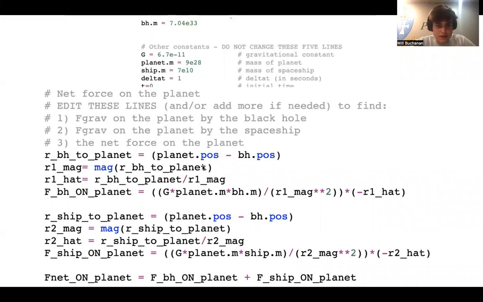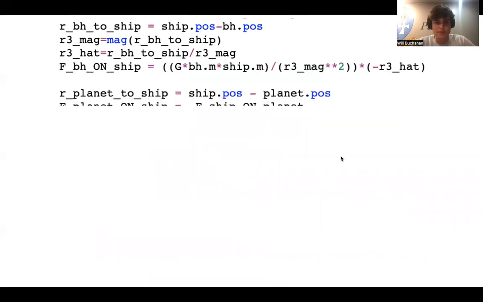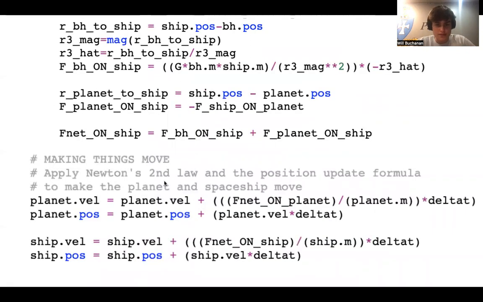And then we have our position, which is found by subtracting the black hole position from the planet position. And then we use the gravitational formula to find the force of the black hole on the planet and the force of the ship on the planet. And then down here, we find the planet velocity and planet position, as well as the ship velocity and ship position.